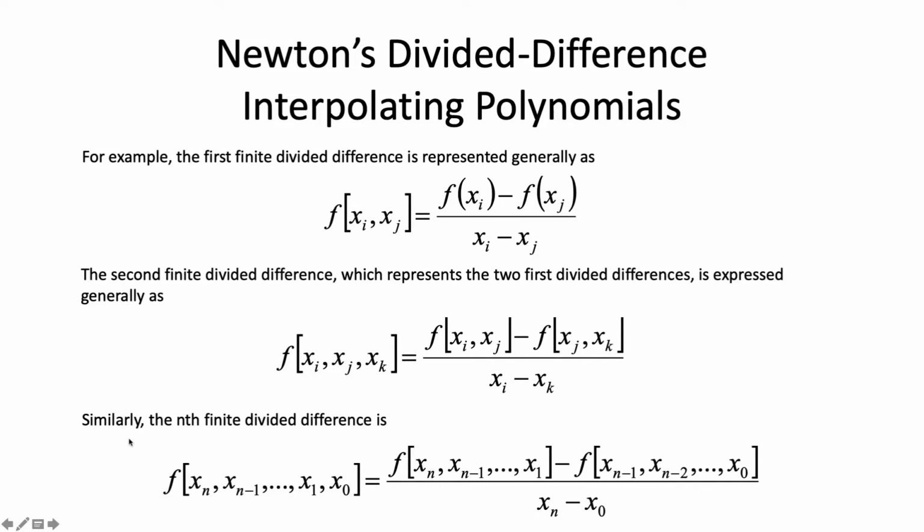Similarly, the nth finite divided difference is given by f bracket x sub n, x sub n minus 1, down to x sub 1, x sub 0 close bracket, which is equal to f bracket x sub n, x sub n minus 1, down to x sub 1 close bracket minus f bracket x sub n minus 1, x sub n minus 2, down to x sub 0 close bracket, all over x sub n minus x sub 0.